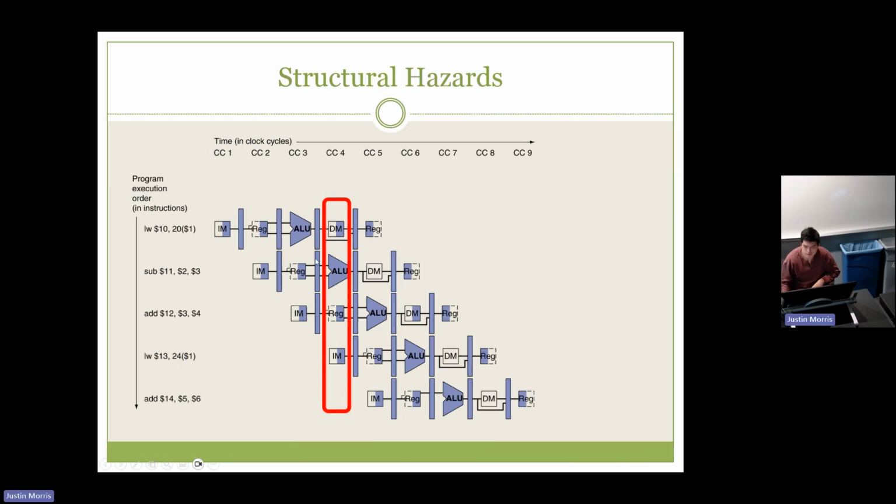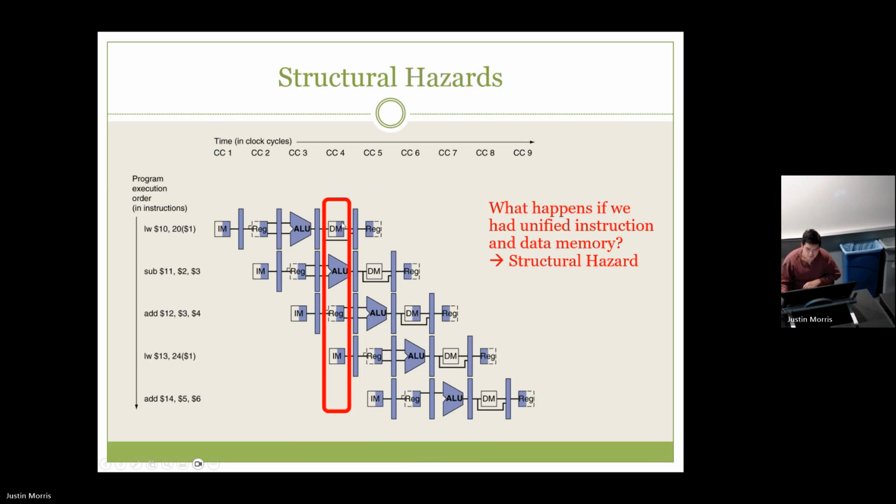Right. So this is our example of structural hazards. Like I talked about, if you have unified memory between data memory and instruction memory, then this load word is trying to access the same resource as this load word. So you would have a hazard. But because we have them separated, we call data memory DM and instruction memory IM, and they are separate entities, then we don't have this structural hazard.